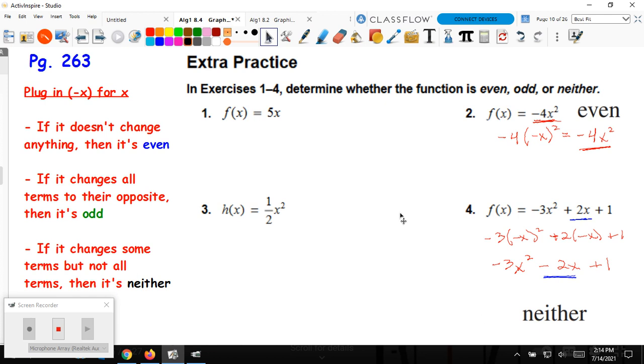All right, so do the same thing on 1 and 3 and see if it's going to be even, odd, or neither. Go ahead and pause the video and do that, and then play it to check your answers.